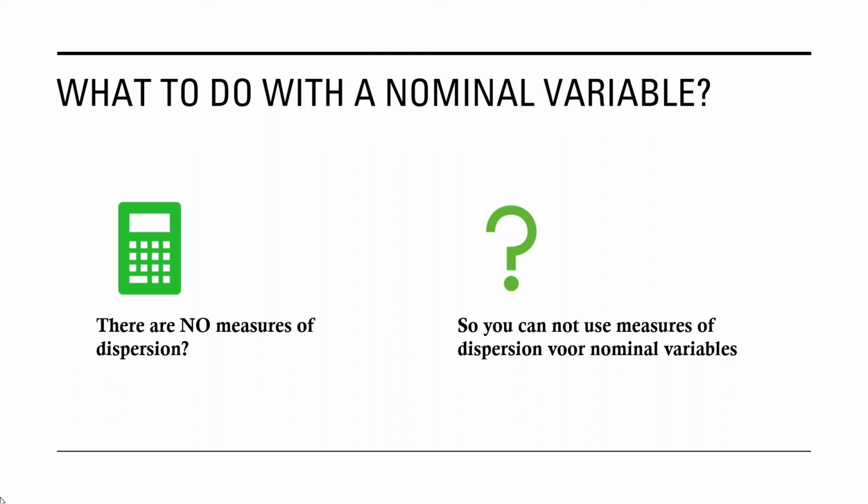So what about the mode? In the case of the mode, there is no measure of spread, because I can't arrange color in a certain order.